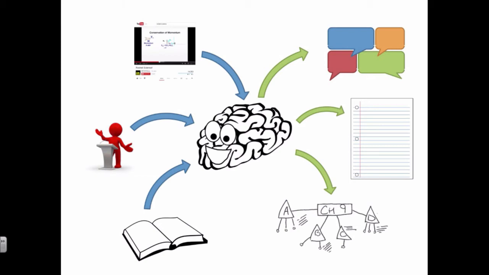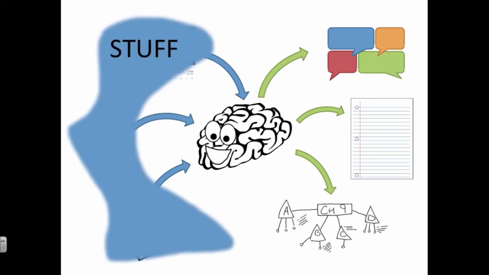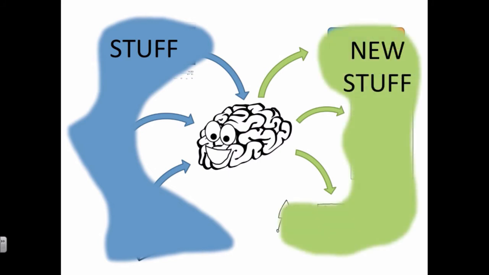So what's the gist here? The gist here is that you're starting with stuff, right? You have all this information that you're trying to remember, and you're pulling it into your brain, but then the important step here is that you're creating new stuff from that original stuff. And that is what helps you really fully understand what's going on, more than just trying to memorize what you've got coming in.